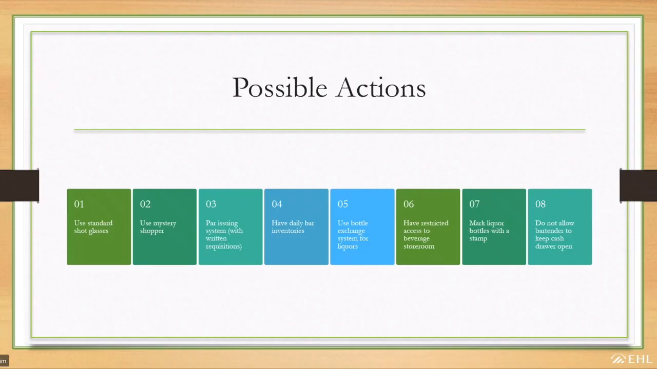Cool. Possible actions. What you can do to prevent all of that is use standard shot glasses and mystery shoppers. We've had that as well in AP. The mystery guests are basically looking if you're respecting the rules, if you're respecting the recipes, etc.